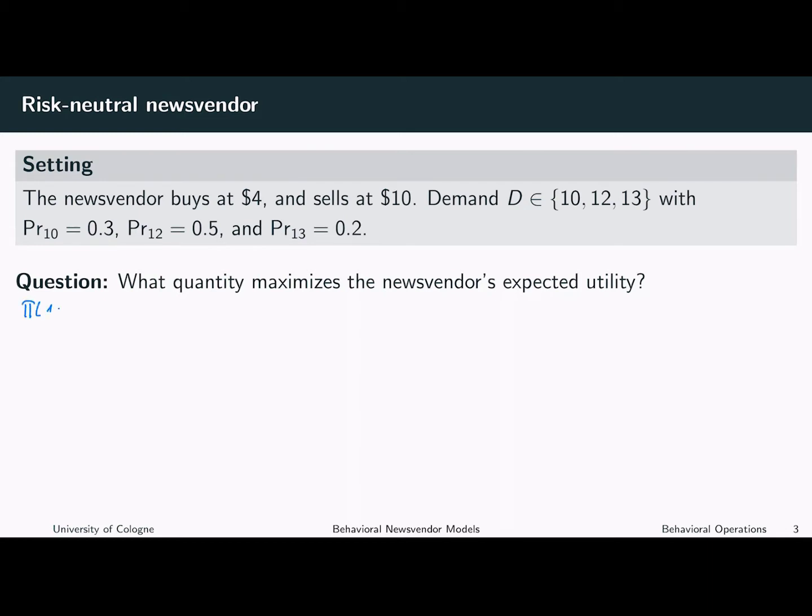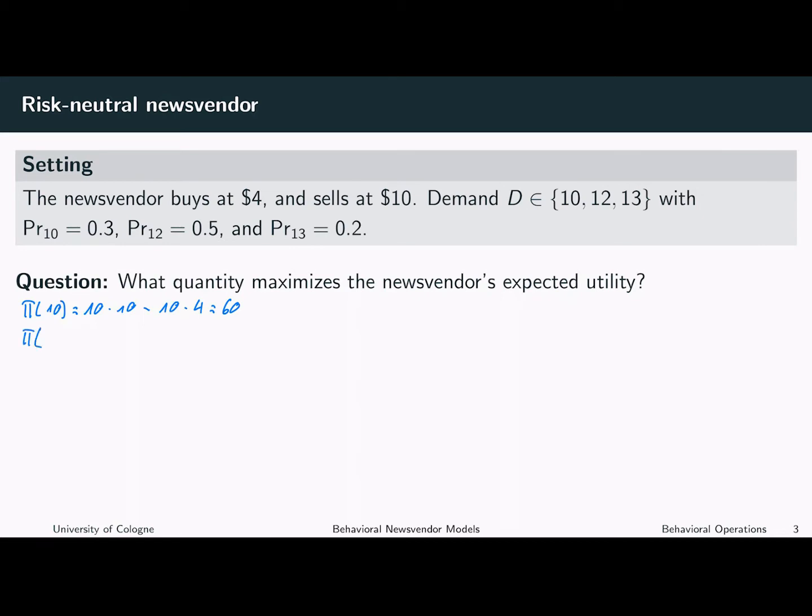When I order 10 units, I know that the demand will always be at least 10 units. This means I will always sell all 10 units at a price of 10. And of course, I have to pay for these units, $4 for each unit, which means if I order 10 units, I'm sure to make a profit of 60.